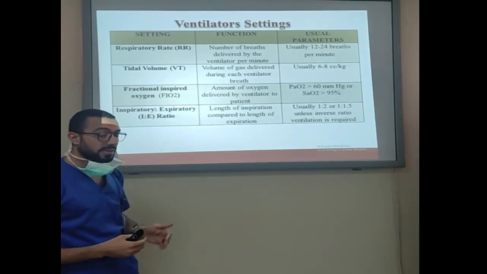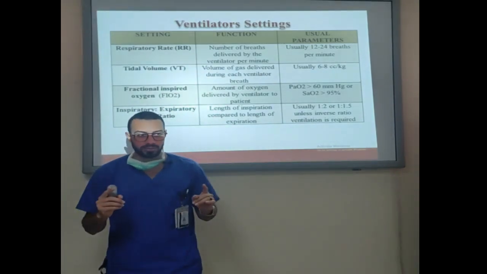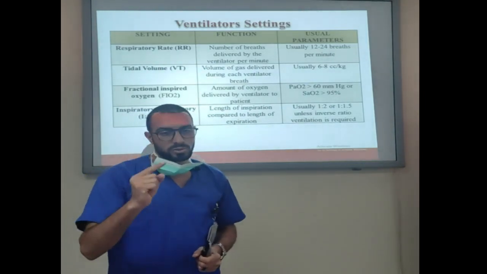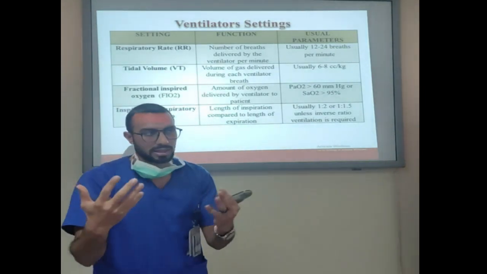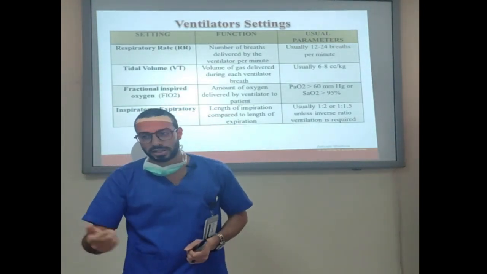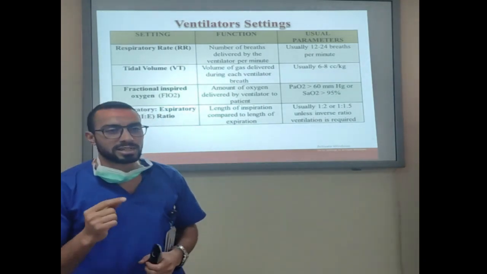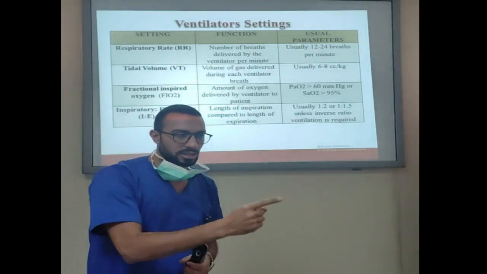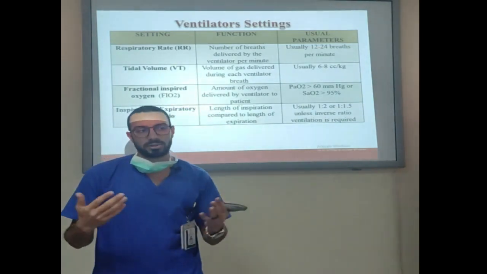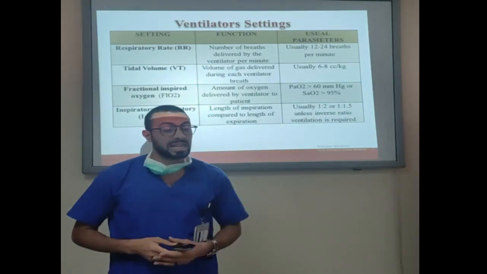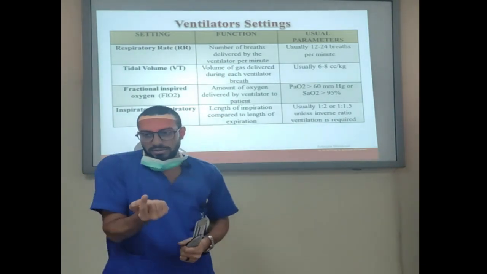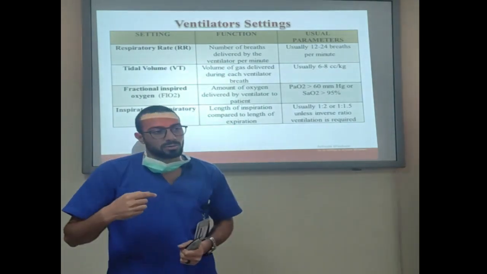Inspiratory expiratory ratio, this is very important. You must understand this because this is a very important parameter. It's the time of inspiration to the time of expiration, the relation between them, like how much time for inspiration, how much time for expiration. And it's very important because you can give the lung time to make the gas exchange. The normal lung is different from the diseased lung, which is not functioning well. So you should give it a little more time to make the gas exchange.